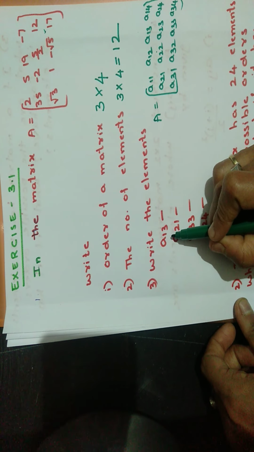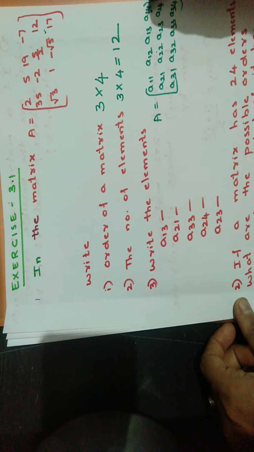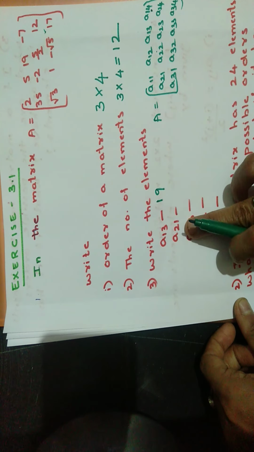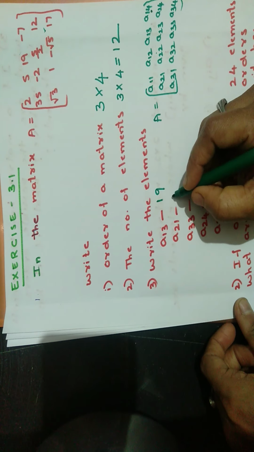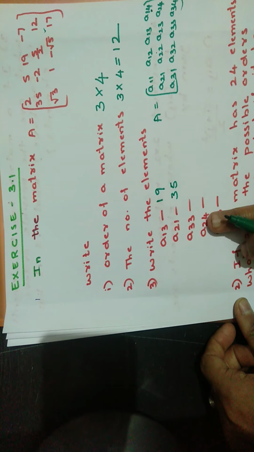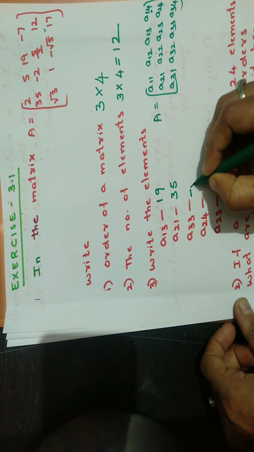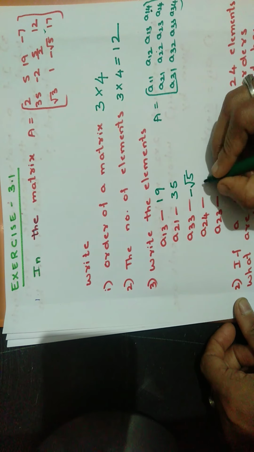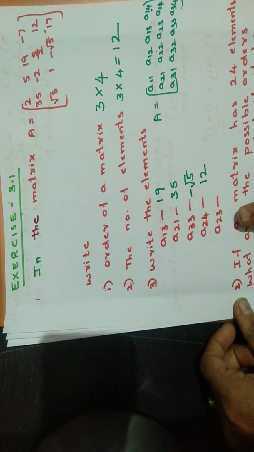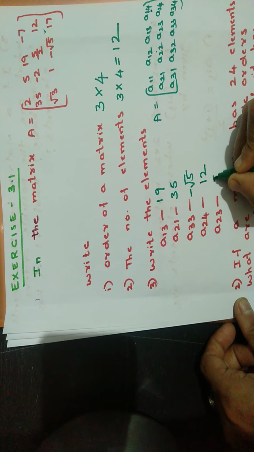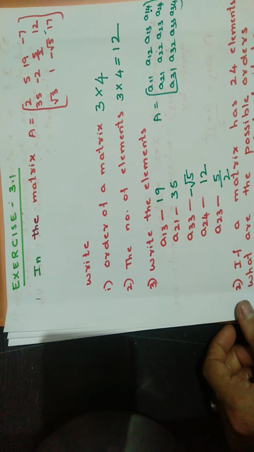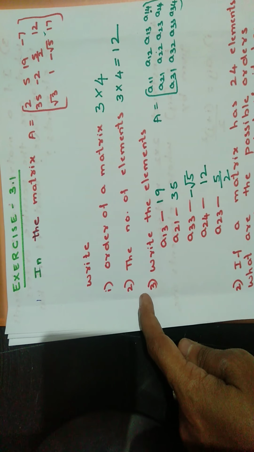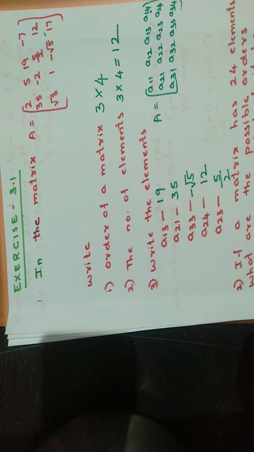Here, first we are finding A13 by comparing. The corresponding element is 19. Next, A21 is 35. Next, A33 is minus root 5. Next, A24 is 12. Lastly, A23 is 5 by 2. So this is the first example. First we find the order of the matrix, next the number of elements, and then write the elements.